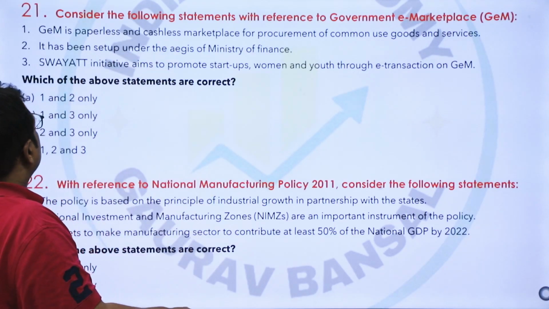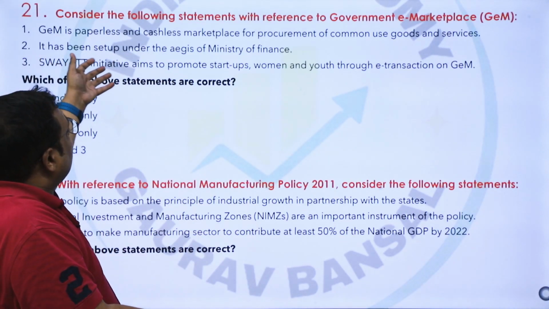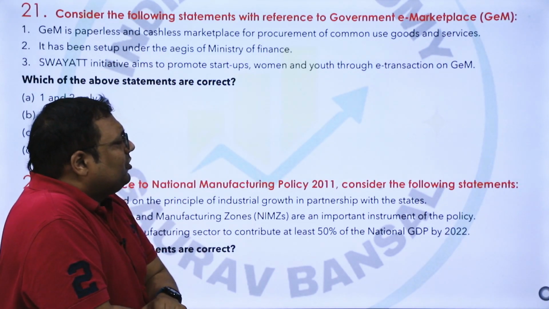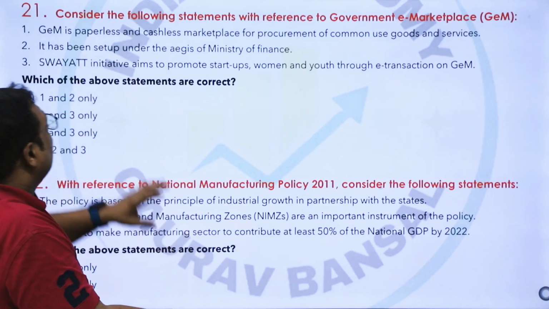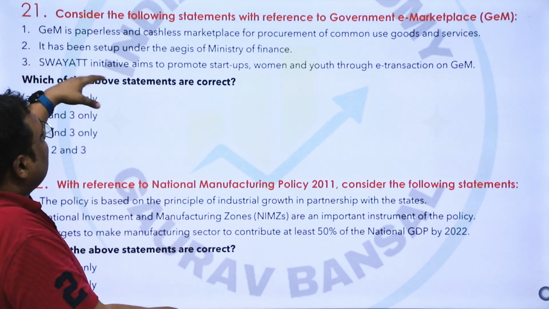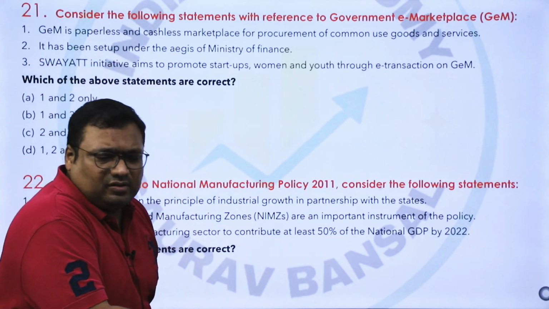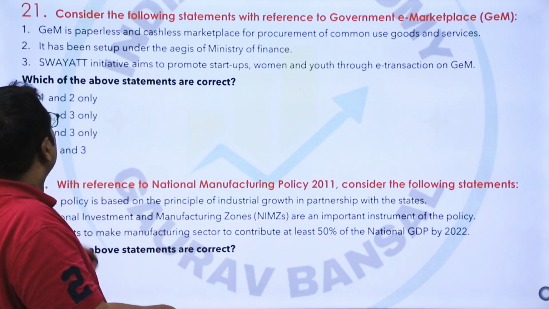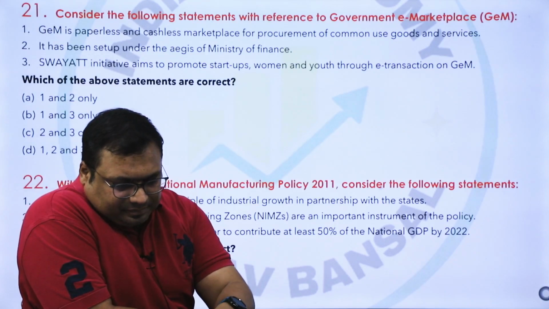Similarly, the Swayat initiative aims to promote startups and women through e-transactions on GeM. That is correct. They are given some preference. Under that, startups are given some preference in government procurement. So it should be 1 and 3 only, B for 21. Yes.